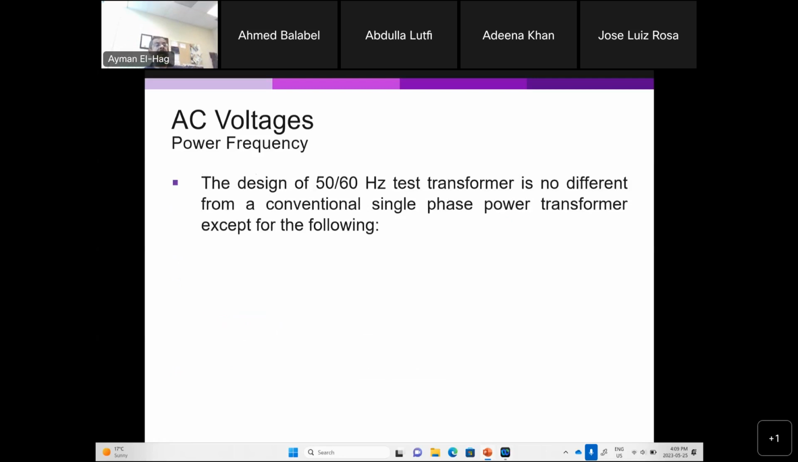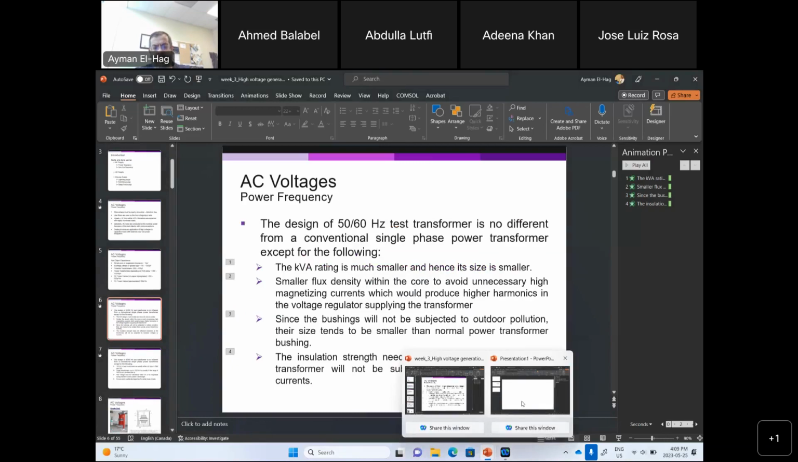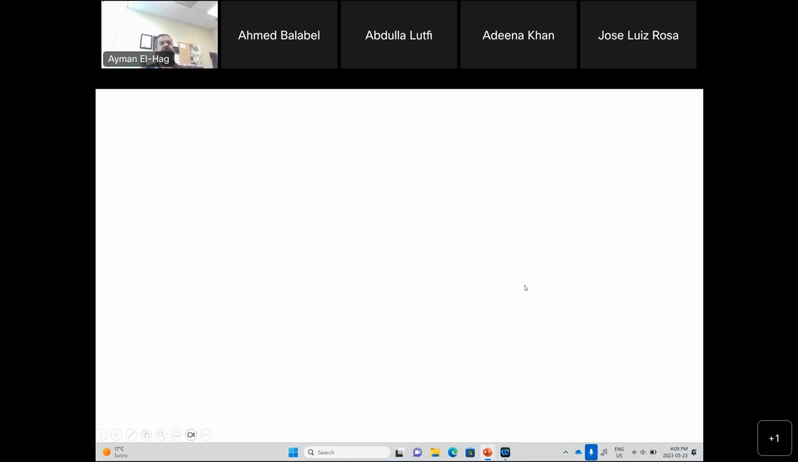Okay, now the design of a 50-60 hertz test transformer. These are the transformers that we use to test the asset, and they are not very different from the regular transformer. Before we go into details here, let me explain a little bit about how we design the actual transformer, the single-phase or three-phase transformer, to see the difference between the conventional transformers and the high voltage testing transformer.